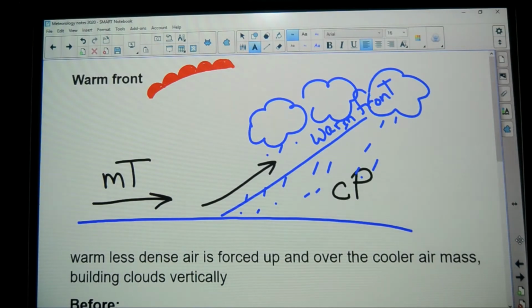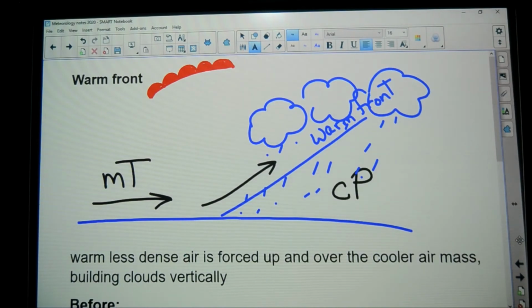So with that one, my warm air, as it comes over the cooler, drier air, it's going to get forced up because remember, it's less dense. As it gets forced up, what you're doing is you're building clouds. You're building clouds on the front and in front of that warm front. So if I'm looking at it, I got more precipitation. This is the one that is a steady rainfall.